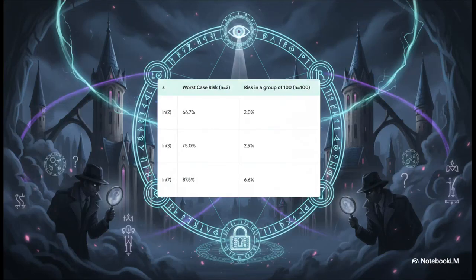And this table is where the rubber really meets the road. It takes all that theory and gives us cold, hard numbers. Look at the worst-case risk, where Eve knows it's either you or just one other person. With an epsilon of ln 3, her chance of guessing right jumps to 75%. But look what happens in a more realistic group of 100 people. That same epsilon adds a risk of just under 3%.